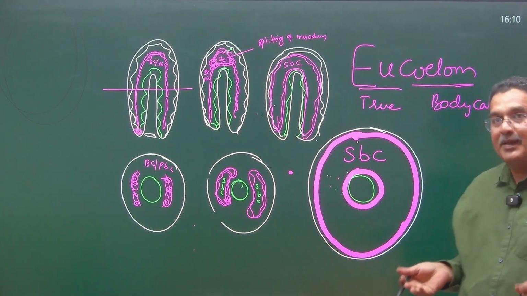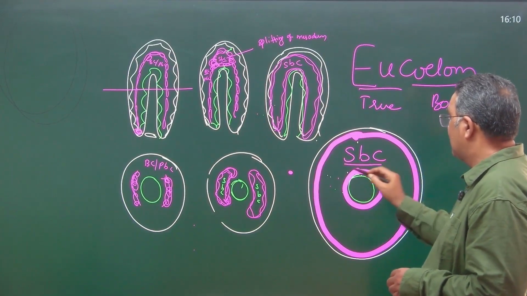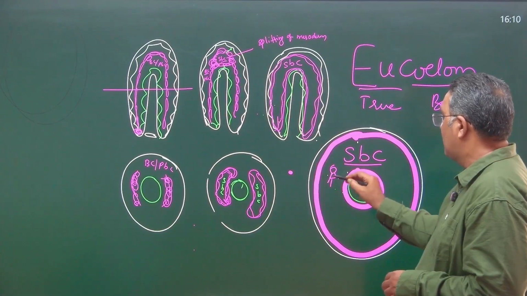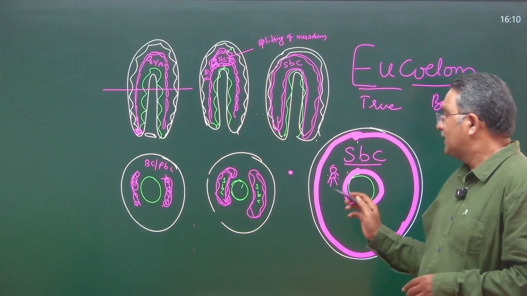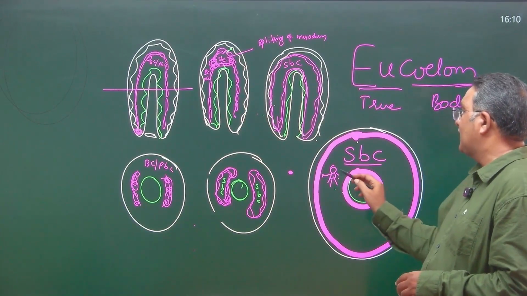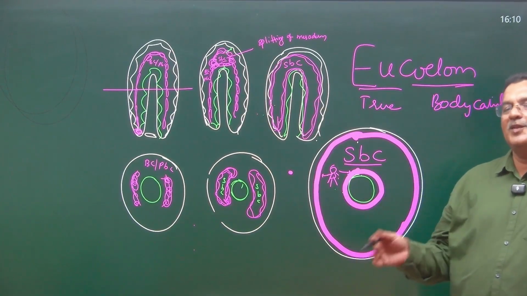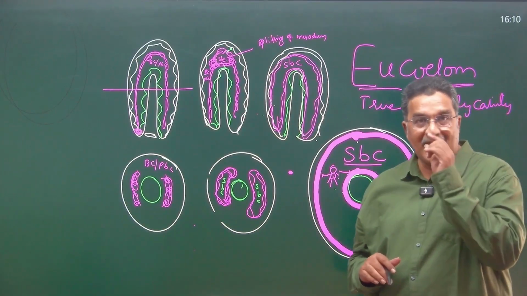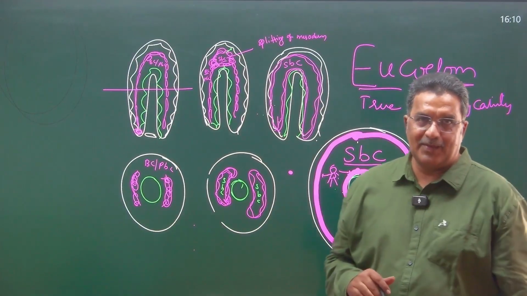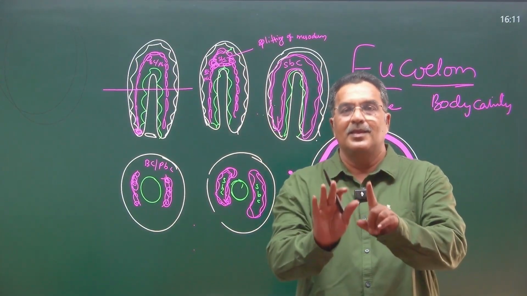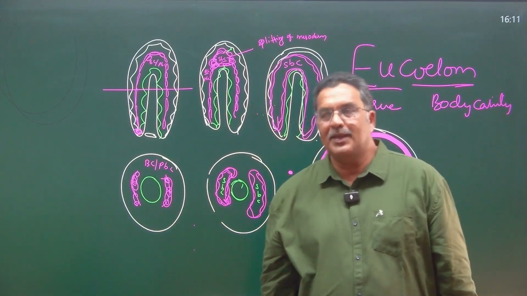Sir, how to recognize that it is a true body cavity? Okay, stand alone here. I am drawing your diagram. See your surroundings. What do you see towards the ectoderm side? What do you see towards the endoderm side? Whole pink, isn't it? That is mesoderm. Means if a cavity is lined by mesoderm, that only is considered as secondary body cavity.